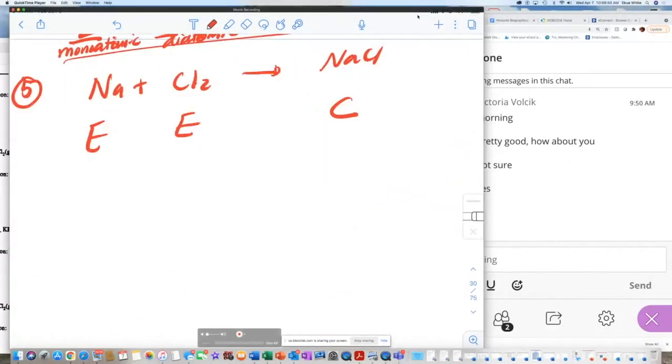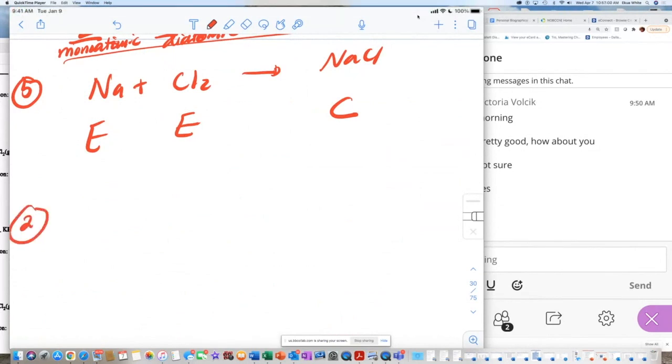Okay, so I'm going to move on and talk about the reverse of synthesis, which is type number 2, which is decomposition. In a decomposition reaction, you pretty much take what you understand about synthesis and then reverse it, flip it over. In decomposition, you're having a breakdown.